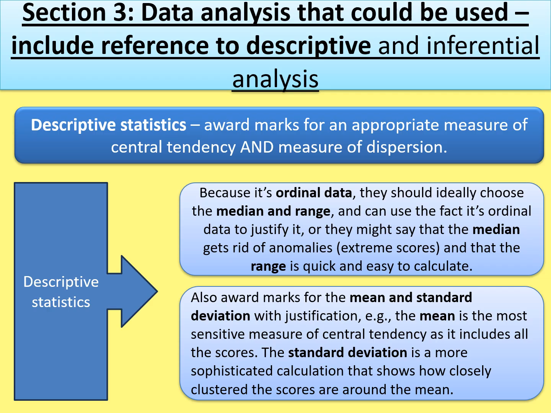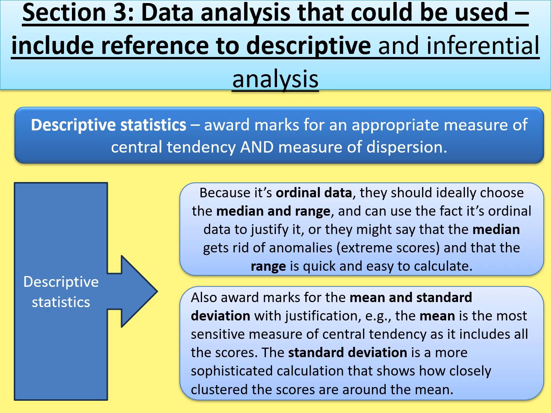So you could say, because it's ordinal data, they should ideally choose the median and the range, and can use the fact it's ordinal data to justify it. Or you could just say that the median gets rid of anomalies, extreme scores, and that the range is quick and easy to calculate. So your measure of central tendency in this first pale box is the median.